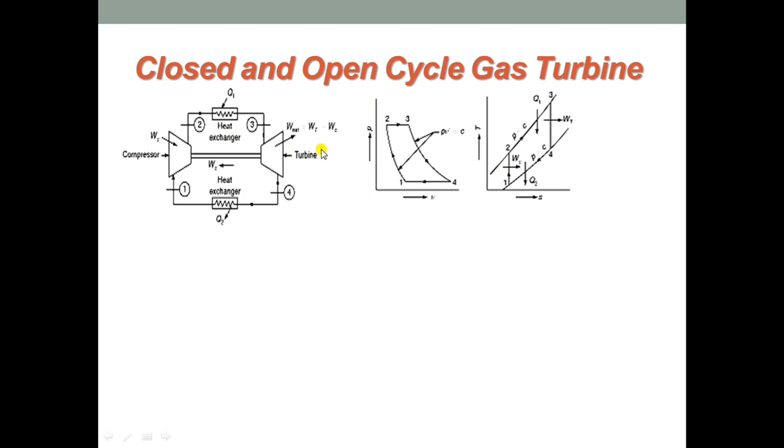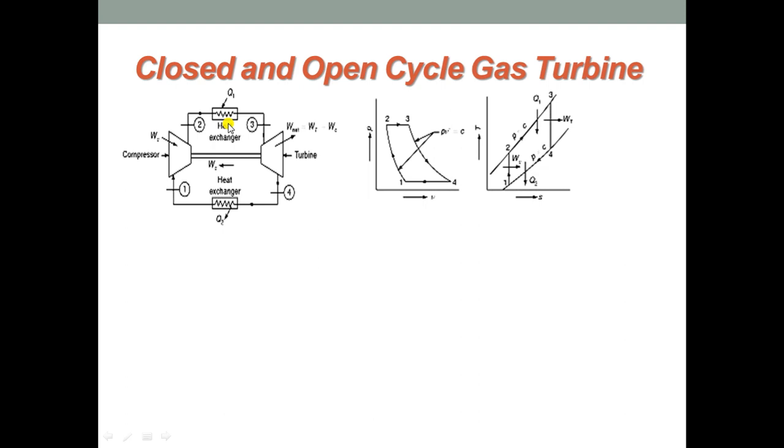Then the compressed working substance is passed to a heater where it is heated with the help of some external source, which is represented from point 2 to point 3 on the line diagram as well as on PV and TS diagram. The working fluid does not come in contact with the products of combustion as in the case of open cycle gas turbine. Instead, heat is transferred using a heat exchanger.